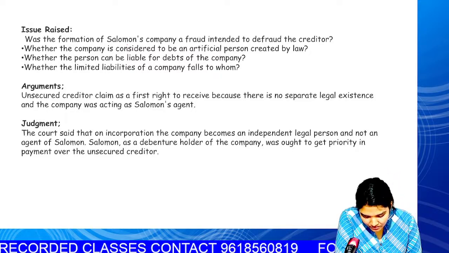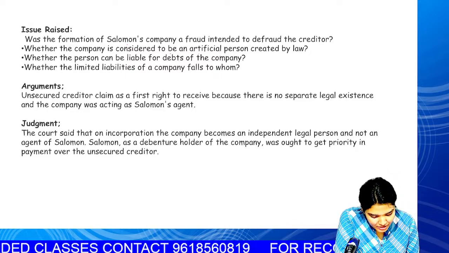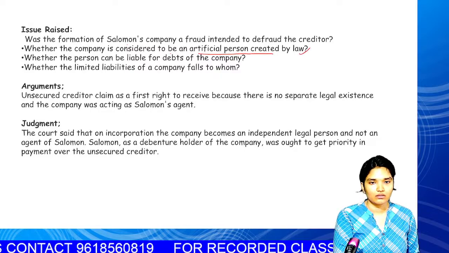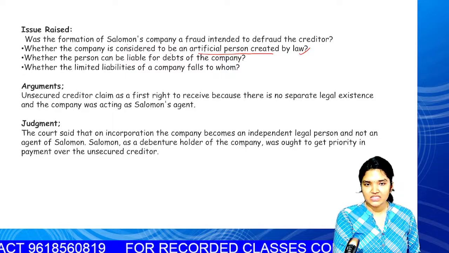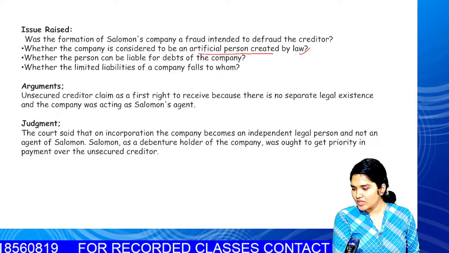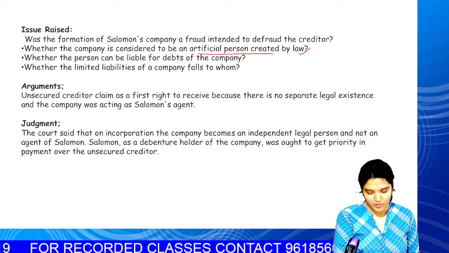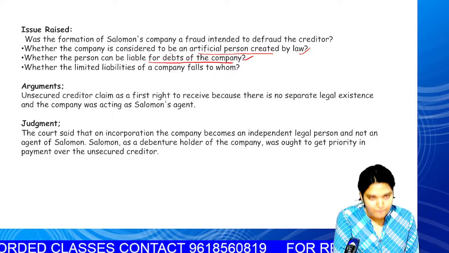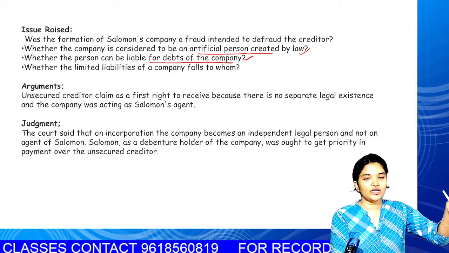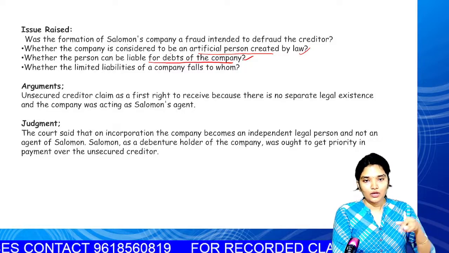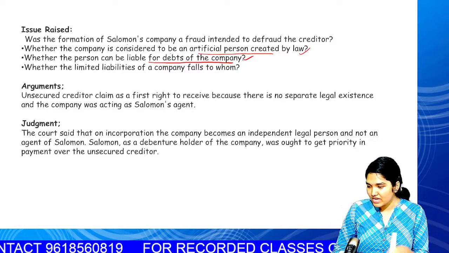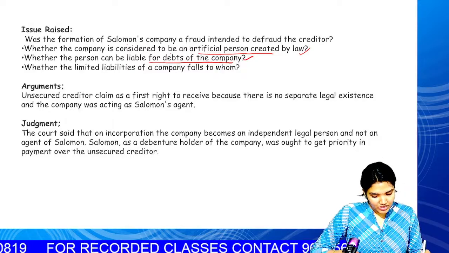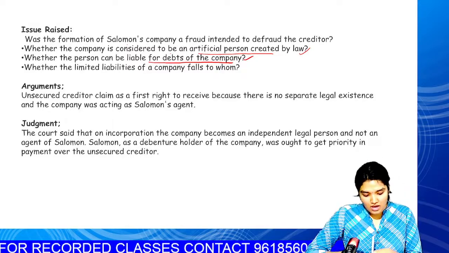Yes. So, whether the company is considered to be an artificial person created by the law. Yes or no? As per the Companies Act 2013, is a company a natural person or an artificial person? Artificial person. Yes. Whether the person can be liable for the debts of the company. Can Salomon be liable for the debts of the company? No, because Salomon is the member. He's separate from the management. Yes or no? And he's separate from the legal identity of the company.